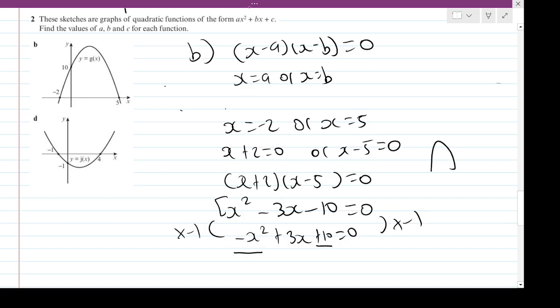So, the general quadratic: y is g of x. That means our function g of x equals minus x squared plus 3x plus 10. Cool.